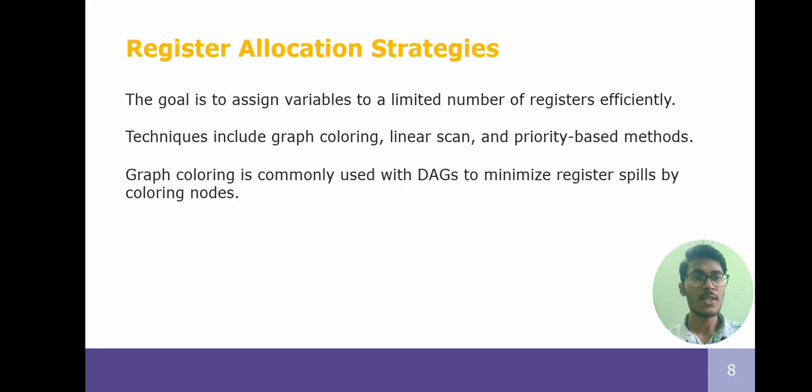So register allocation strategies. The goal is to assign variables to a limited number of registers efficiently. Techniques include graph coloring, linear scan, and priority-based methods. Graph coloring is commonly used with DAGs to minimize register spills by coloring nodes.